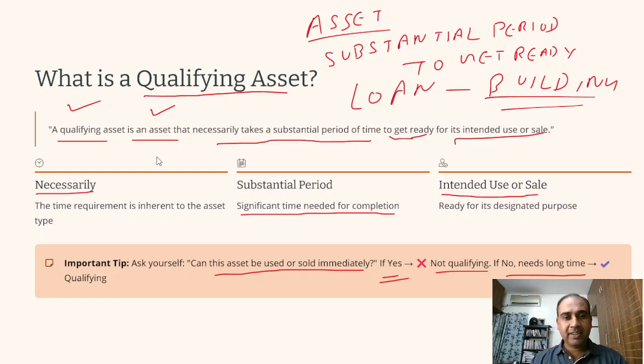A qualifying asset is an asset that takes a substantial period of time. That means if something is ready to use, it cannot be a qualifying asset. It should take a substantial period of time to get ready for its intended use. Clear, guys?